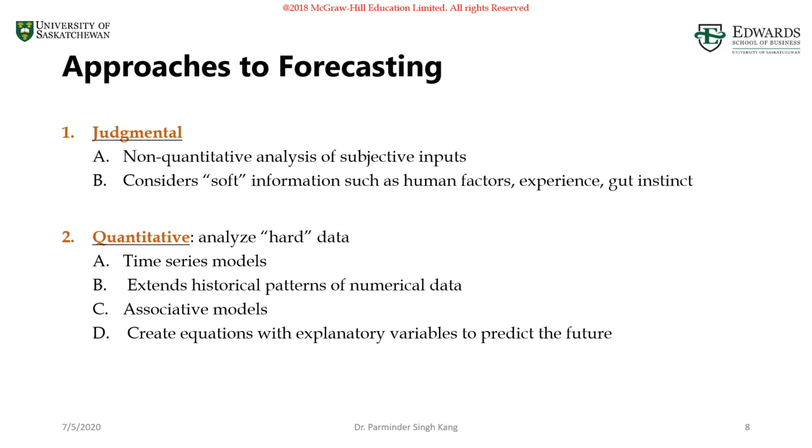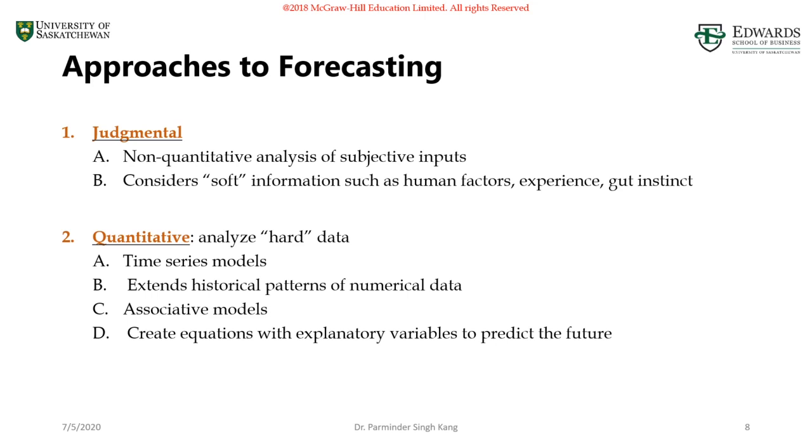Then the second classification is the quantitative techniques. As the name suggests, the quantitative methods rely on data analysis and use historical data to predict the future demand for a given product or service. There are various techniques under quantitative methods, starting from very simple techniques such as naive forecast, moving average, exponential smoothing, weighted moving average, and trend analysis.